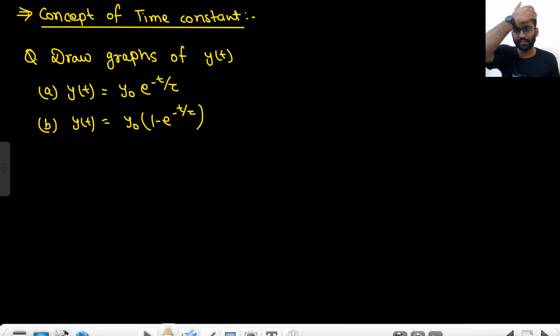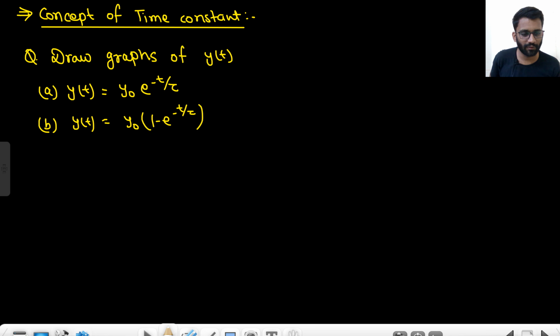So let's just see the concept of time constant. We will be using this term again and again. Just forget what a time constant is for now. You just need to make the graph of these two functions: y(t) = V0 e^(-t/tau), and y(t) = V0 (1 - e^(-t/tau)). So you need to make the graph of these two.